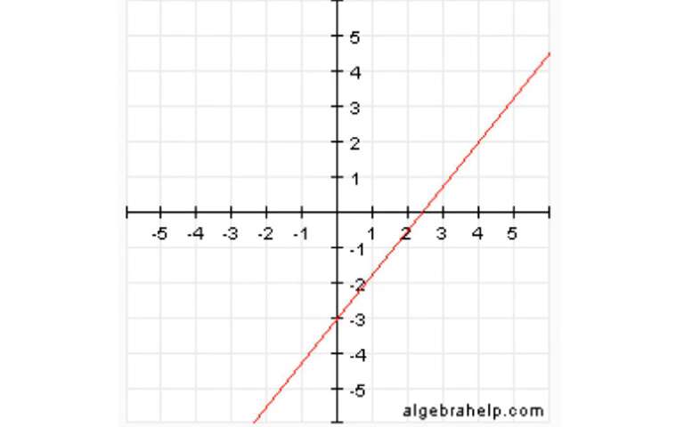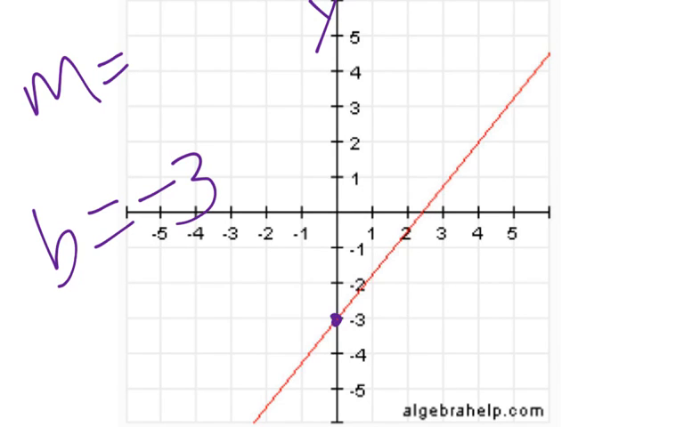Okay, so let's look at this graph. We want to know what the m is, and we want to know what the b is. B is your y-intercept. It's easiest to find. It's where it crosses the y-axis. Okay, here's your point. So what is your b? -3.